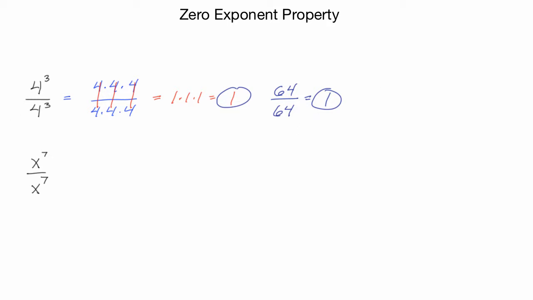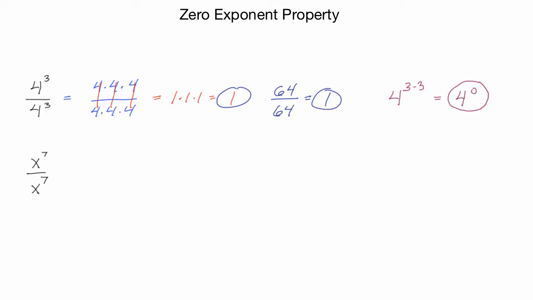However, let's think about it a different way. We know that with the exponent property, if I have division with the same base, the quotient property says I can subtract the exponents and get the result. So 4 to the third divided by 4 to the third should equal 4 to the 3 minus 3 power. Well, 3 minus 3 equals 0, so that should equal 4 to the 0th power.